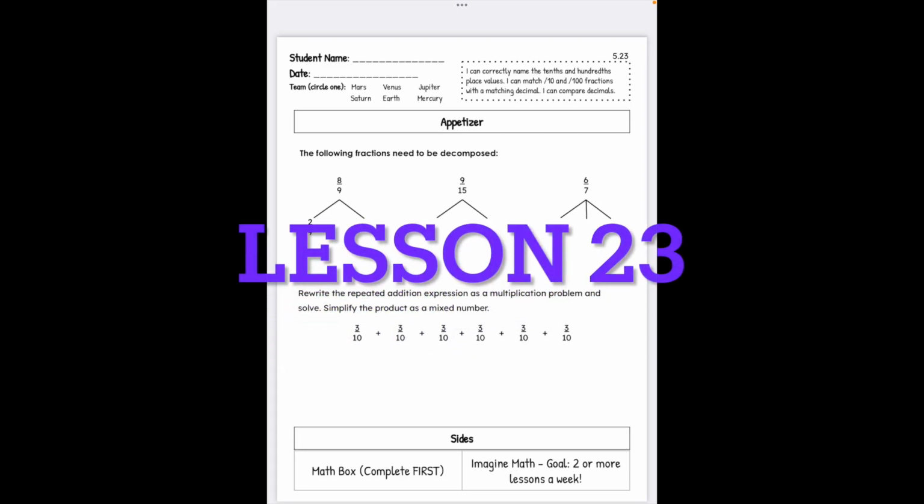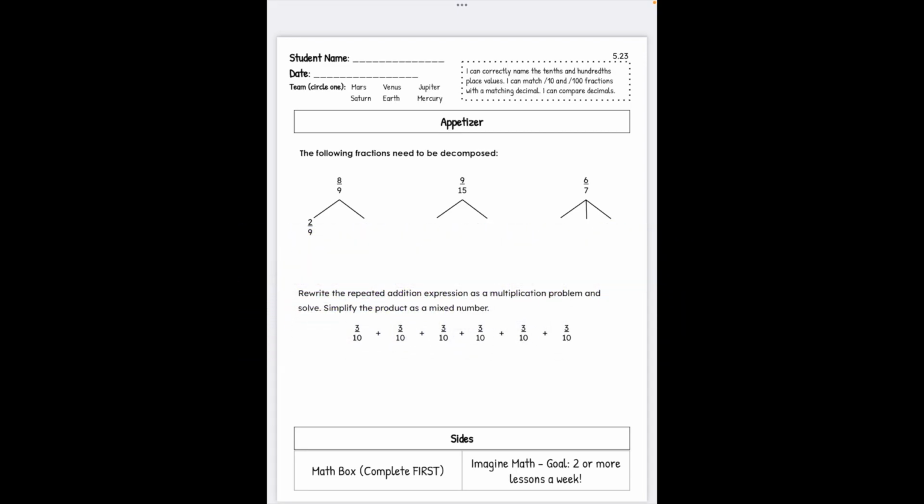Welcome to lesson 23. Go ahead and complete the top portion and today's appetizer.